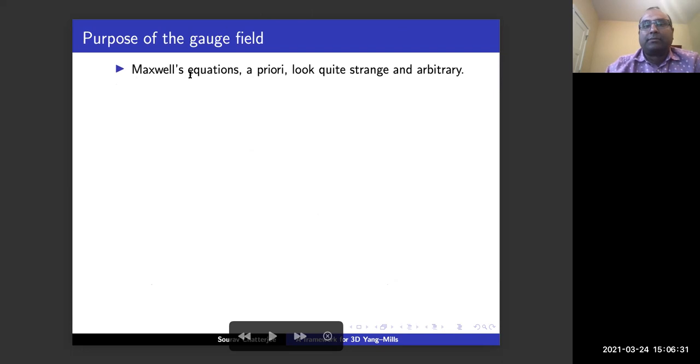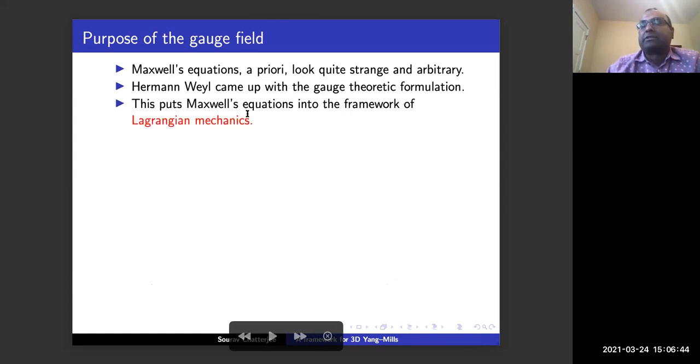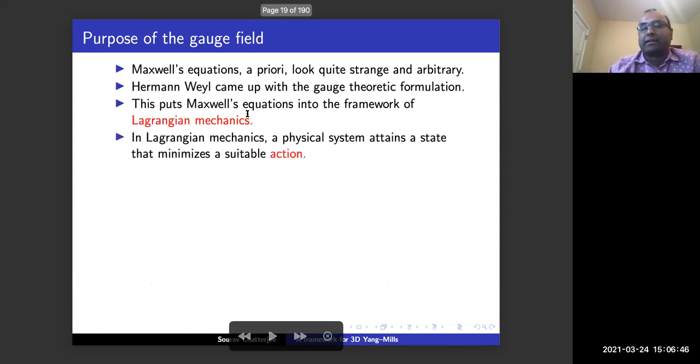You have this sort of arbitrary thing, these equations, and they are actually minimizing some kind of action. So the purpose of the gauge field is the following. Maxwell's equations a priori look quite strange and arbitrary, and so it was Hermann Weyl, I think, who came up with this gauge theoretic formulation. And this puts Maxwell's equations in the framework of Lagrangian mechanics. In Lagrangian mechanics, a physical system attains a state that minimizes a suitable action.